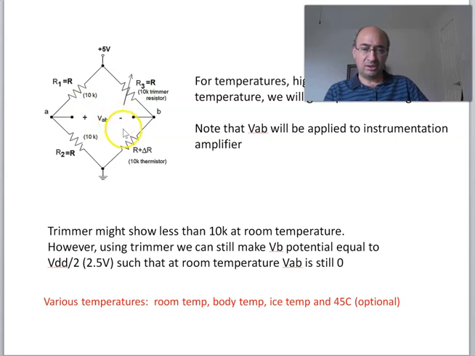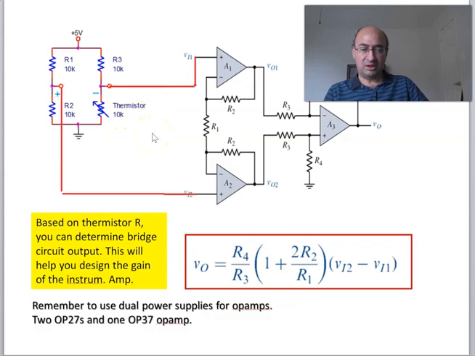So you will be recording the thermistor resistance at various temperatures such as room, body temperature, ice temperatures, and 45 degrees Celsius. This is optional. And you will record the value of the thermistor resistance, and based on that, you can calculate the VAB, and based on the amount of voltage that needs to be generated, you can design the instrumentation amplifier.